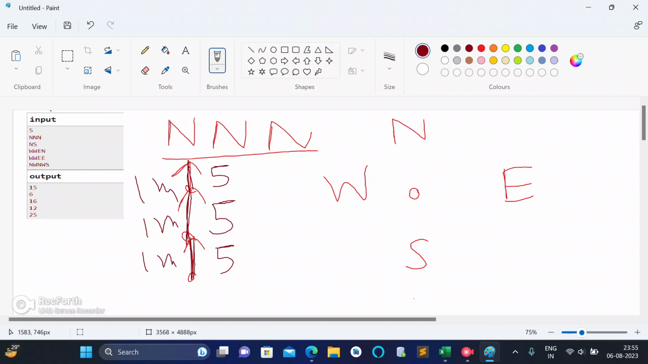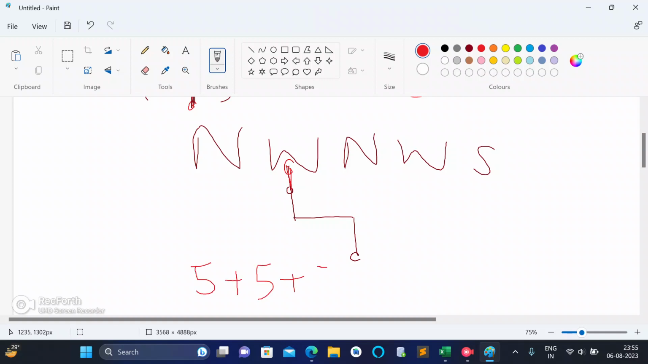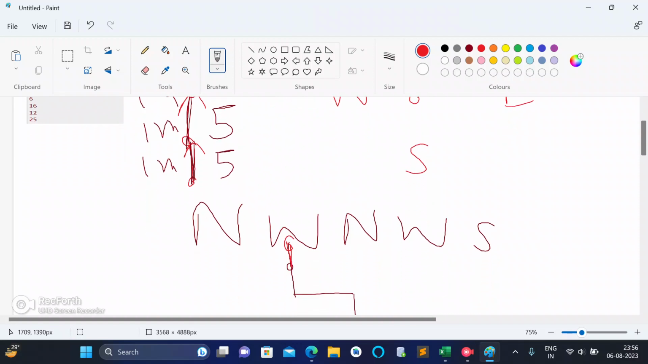Let's take another example, NWS, which is the last test case. I decided to first move north, then 1 meter west, then 1 meter north, then again 1 meter north, and then I decided to move 1 meter south. So what I covered is 5 for 1 meter north, 5 for 1 meter west, 5 for 1 meter north again, 5 for 1 meter north again. Then I am coming south. It means I am traversing the last path again, so that is 1 second. So the answer would be 21.